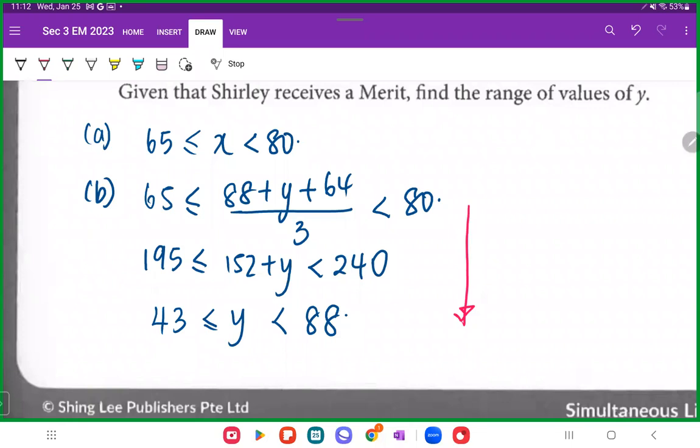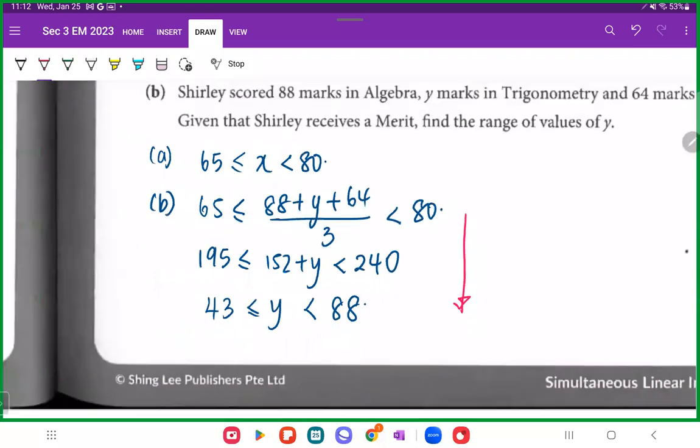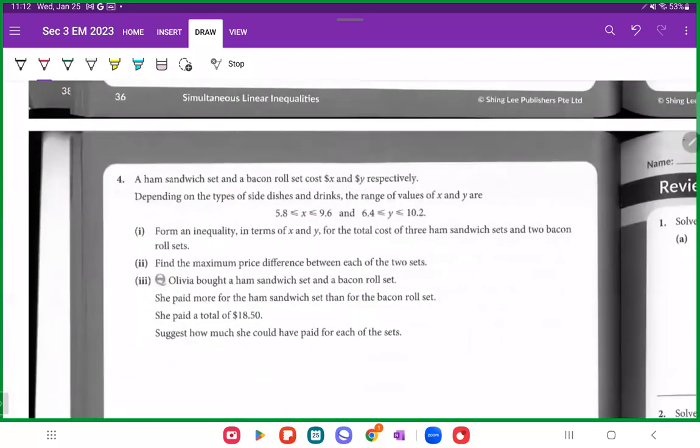Okay, 10 more seconds here. 9, 8, 7, 6, 5, 4, 3, 2, 1. Okay, question 4.